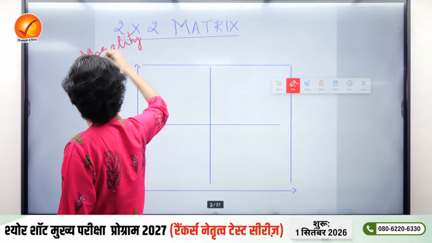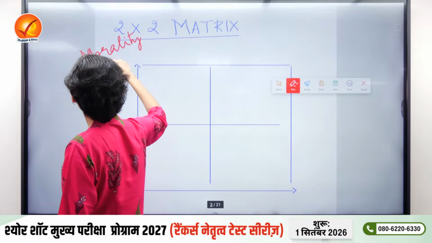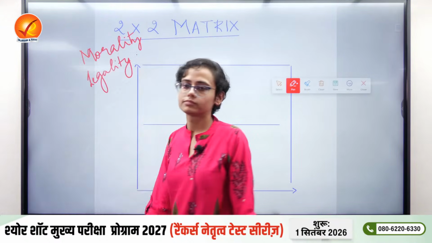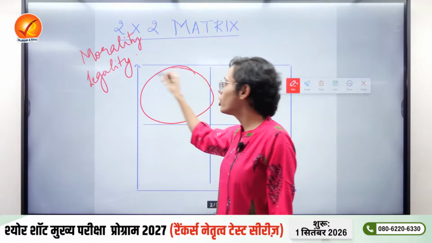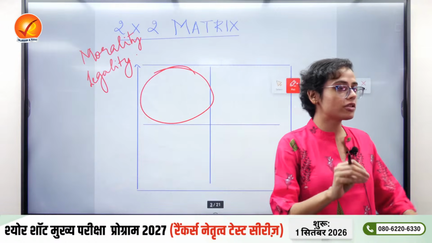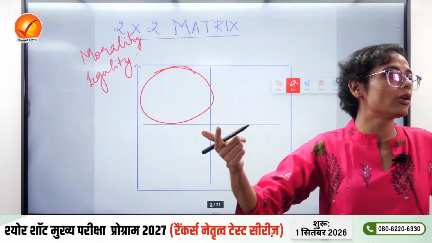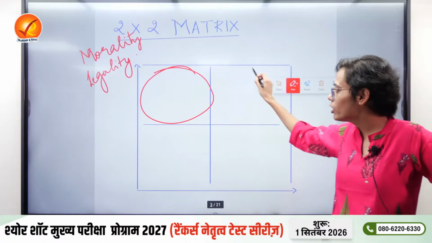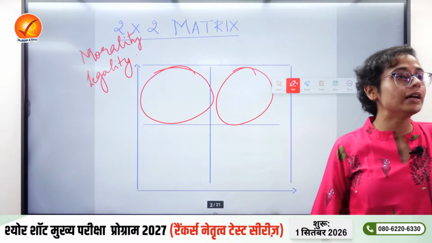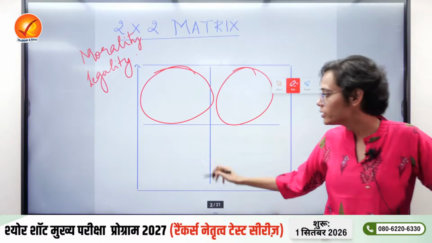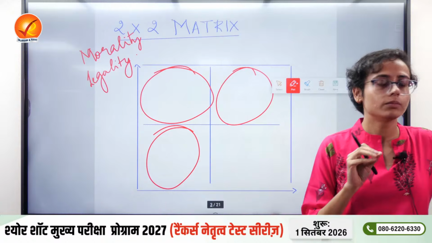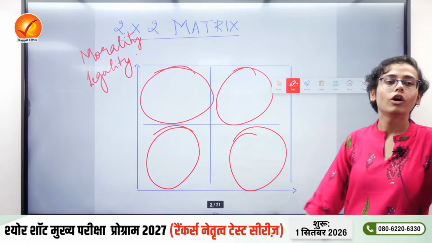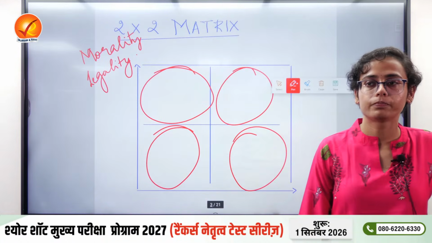Morality, legality. Now, one block can be of a person who is moral but is not legal. Second block can be who is legal and not moral. And third is not even legal and not moral. And finally, where both coincide.